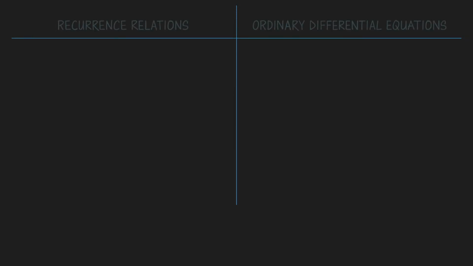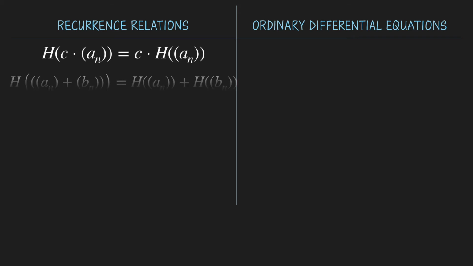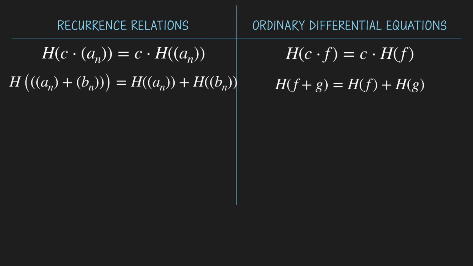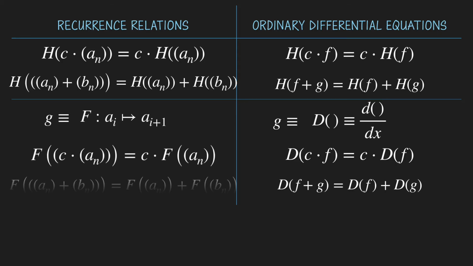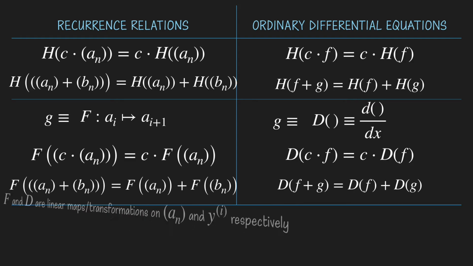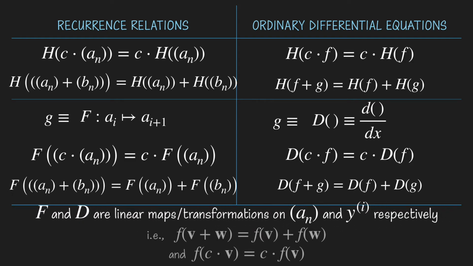Let's systematically compare their similarities. H is, in both cases, homogeneous and linear. The reason for which is mainly because g, the derivative function in the case of ODEs, has these nice properties. For recurrence relations, f, the shift function, does the same. More pedantically, f and d are both linear transformations.